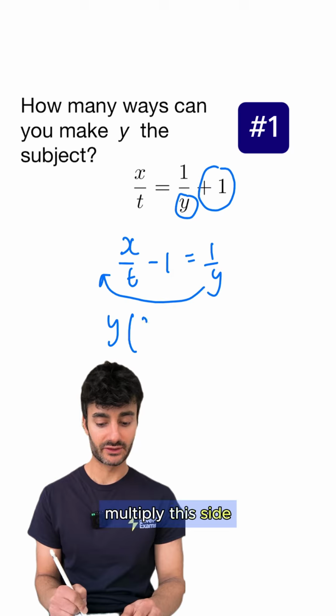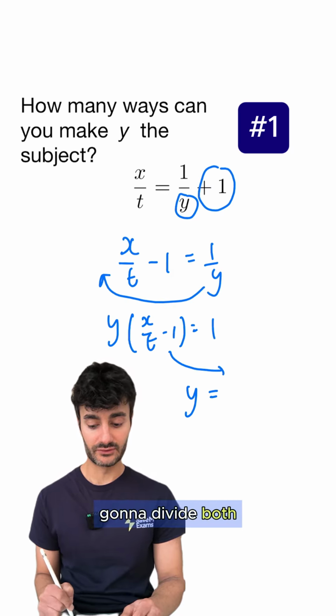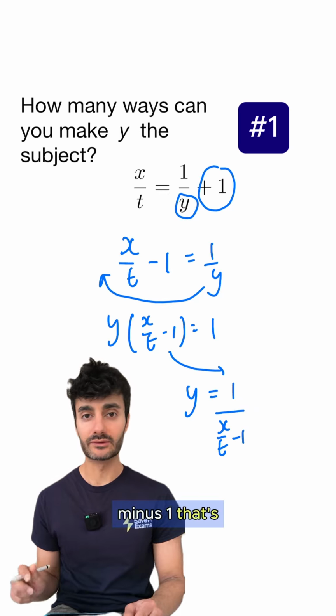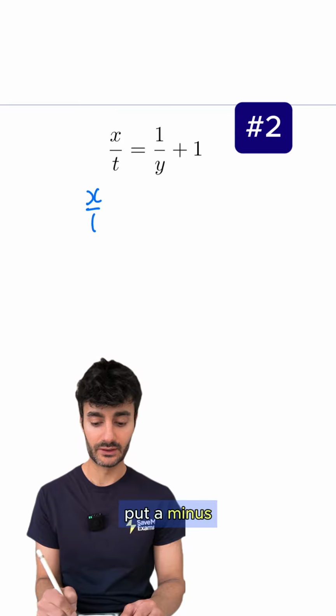Now I'm going to multiply this side up by y, giving me y times brackets of this, and then I'm going to divide both sides by that to get y as 1 over x over t minus 1. That's my first way.